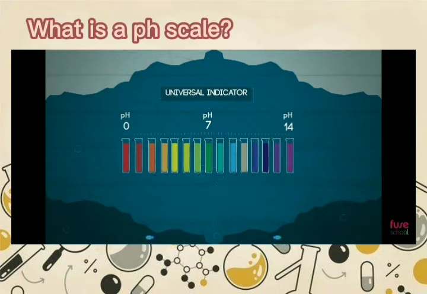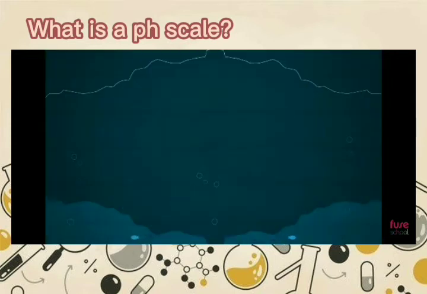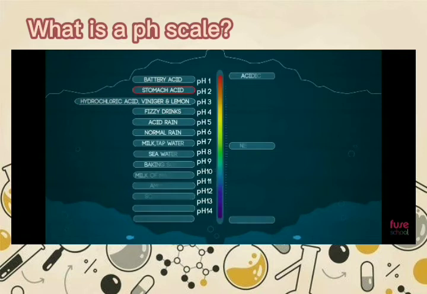The pH runs from 0 to 14, with 0 being extremely acidic, 7 being neutral, and 14 being extremely alkaline. Stomach acid is a strong acid with pH of about 2. Acid rain has a pH of about 5.5. Milk is neutral with a pH of 7.